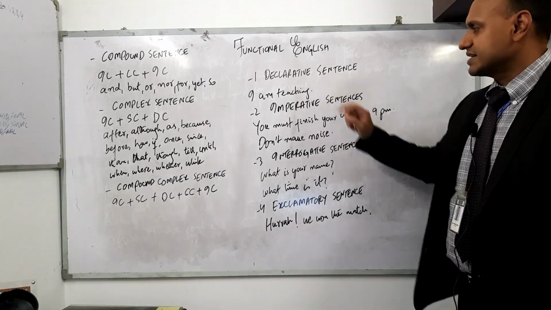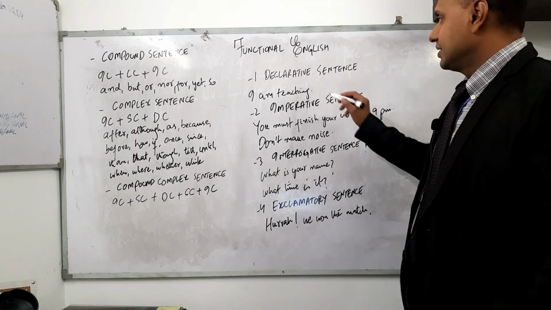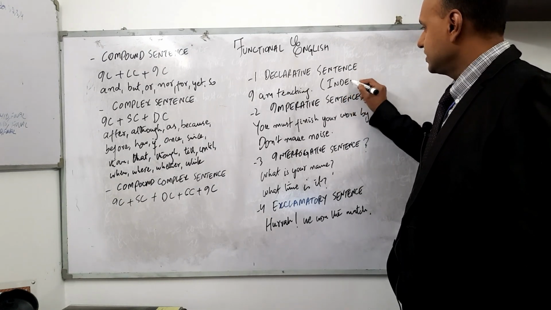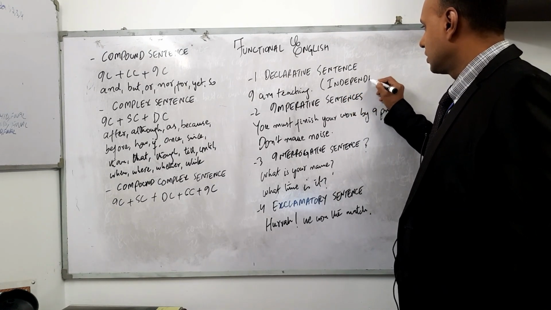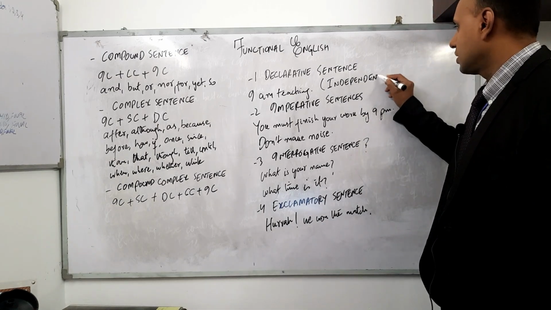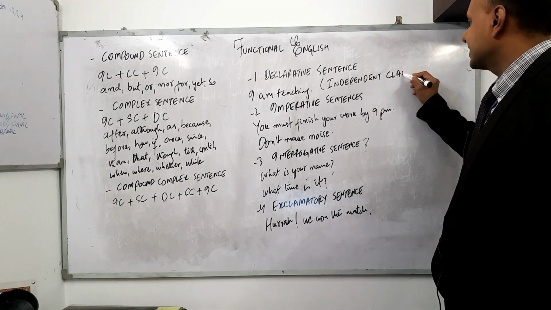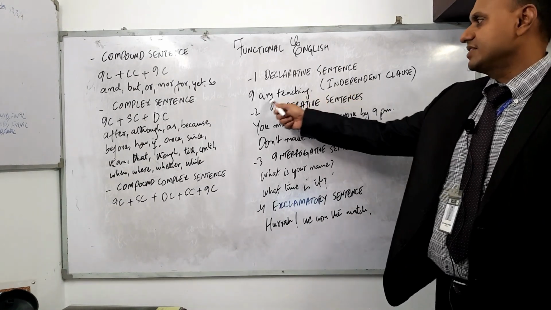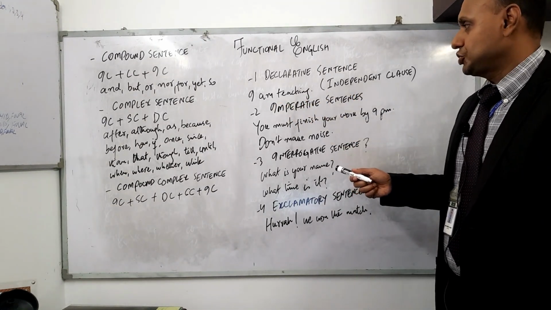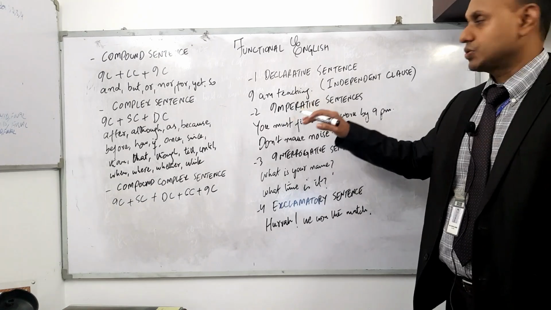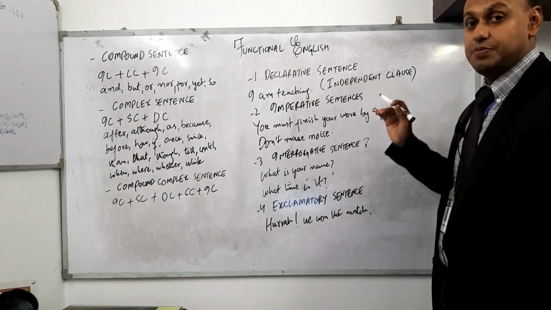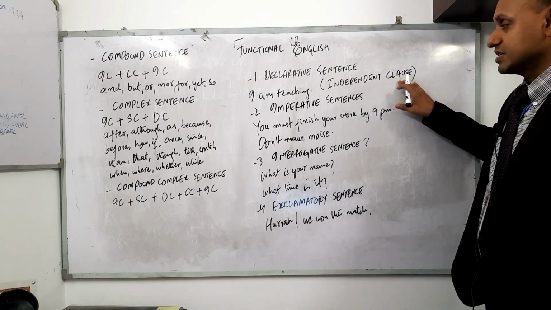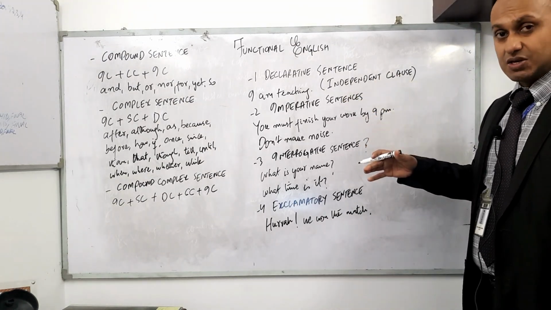So if you look at this sentence, I am teaching, this is called an independent clause, which means that it can stand on its own. It doesn't need any other sentence to support this one. So I am teaching is an independent sentence, okay? And this is the independent clause. It can stand on its own. It makes sense on its own.